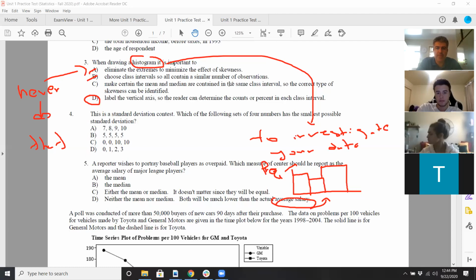Make certain mean and median are contained in the same class interval? No, they can be different. Again, I want to know that. If they're different, then let's investigate why. But when you make a histogram, you have to make sure your axes are labeled clearly, so I understand what I'm reading. Otherwise, we're not going to accept your data. And the horizontal axis too. So make sure it's very clear.